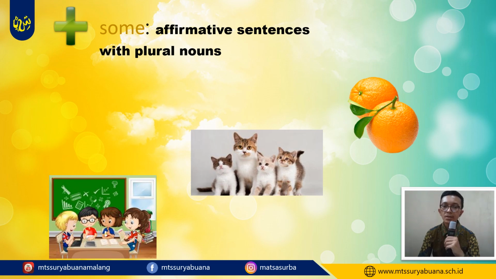Okay, about some. We use some for affirmative sentences with plural nouns. It means that this object is more than one. The first example for you: there are some oranges. We use some because the oranges here are more than one. There are some oranges.